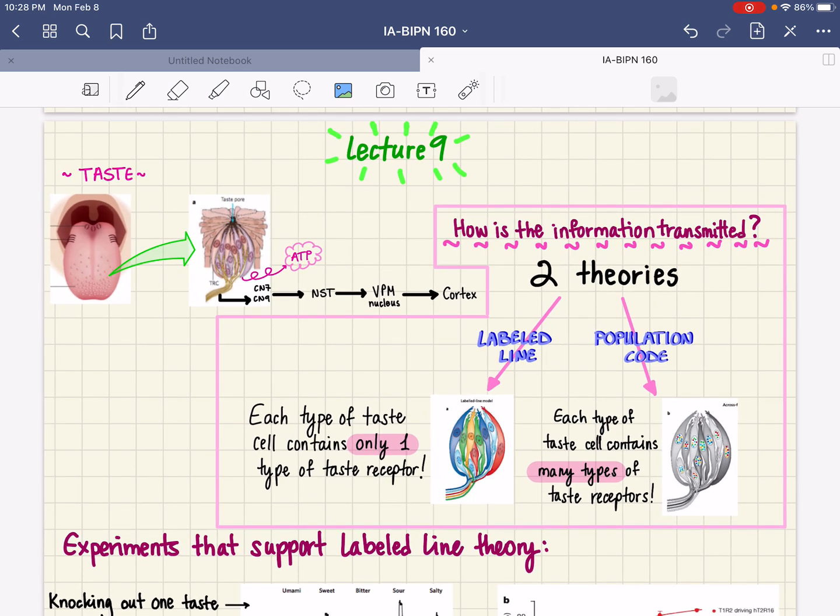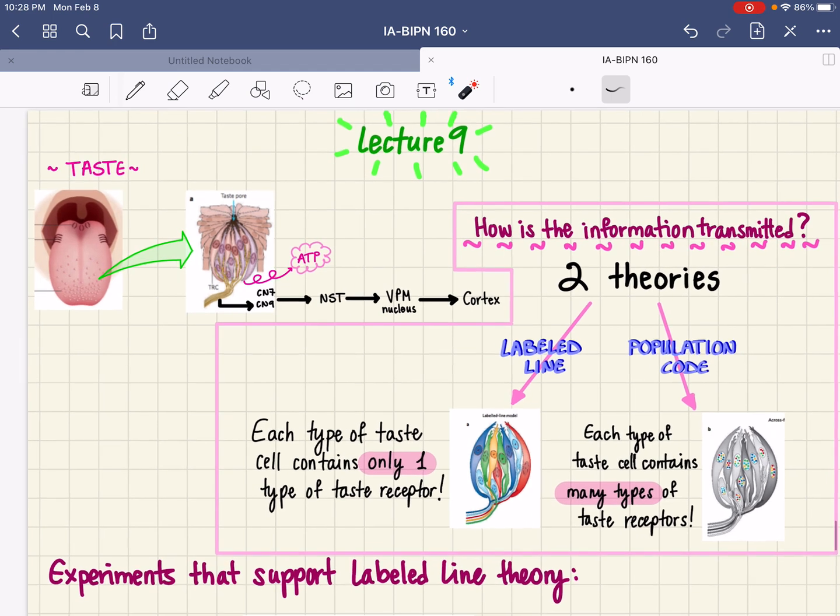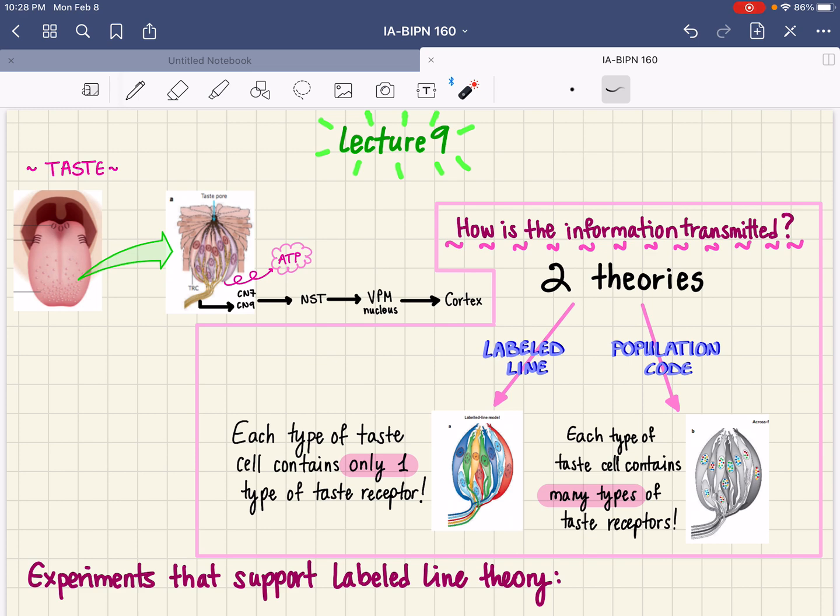So in lecture 9 we talked about taste and olfaction, so let's start with taste. This is a tongue, and the tongue is the organ that has these cells that have receptors that respond to different taste stimuli, to different taste molecules.